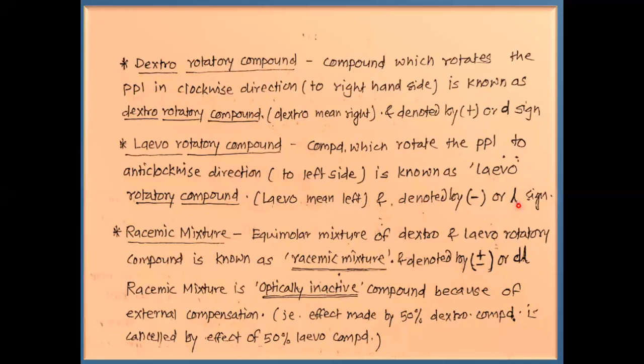So try to understand this: dextro rotation, levo rotation, plus sign, D, minus sign, or L. This will be useful in biomolecules. So try to get all these concepts clear. Okay, now the next is racemic mixture.